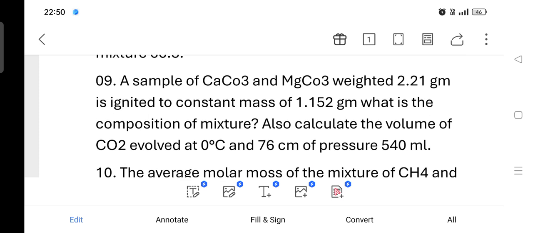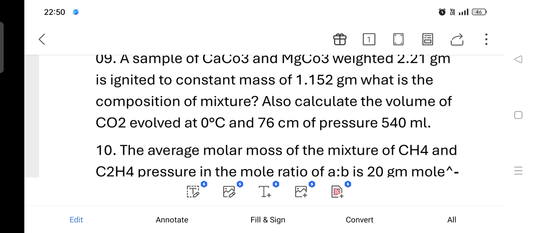A sample of CaCO3 and MgCO3 weighing 2.21 gram is ignited to a constant mass of 1.152 gram. What is the composition of the mixture? Also calculate the volume of CO2 evolved at 0 degrees Celsius and 76 centimeter of pressure. 540 ml.